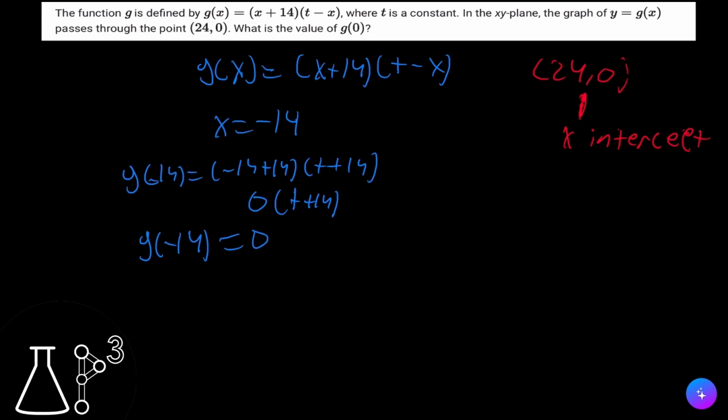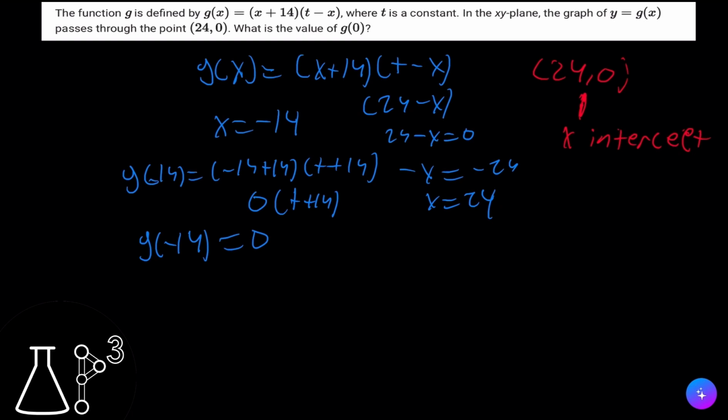And when I plug in g of 24, I should get 0 as well. So what does my number t have to be? Well, it's going to have to be 24. Here's why. If I plug in 24 minus x and solve for x, I get 24 minus x equals 0. If I move 24 to the left side, I get negative x equals negative 24, and I divide everything by negative, I get x equals positive 24. Therefore, the constant t equals 24.